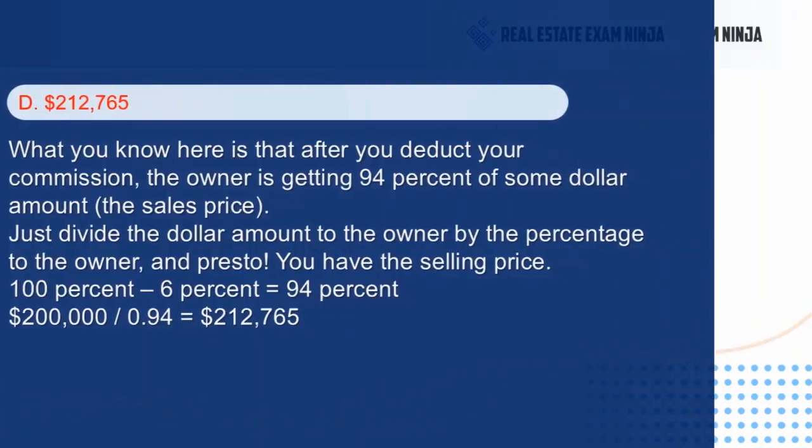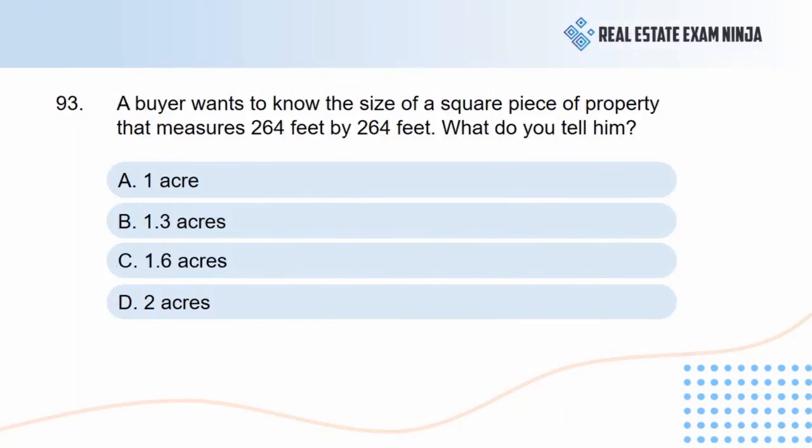$212,765. Number 93. A buyer wants to know the size of a square piece of property that measures 264 feet by 264 feet. What do you tell him? A. 1 acre. B. 1.3 acres. C. 1.6 acres. D. 2 acres.